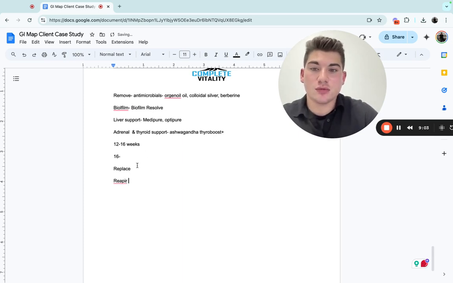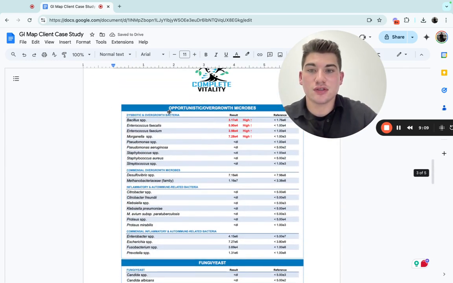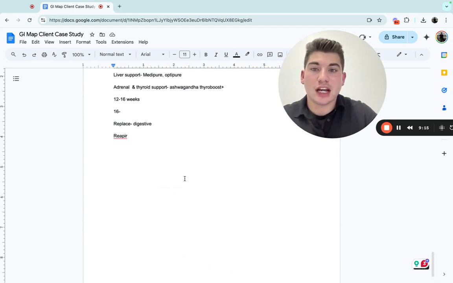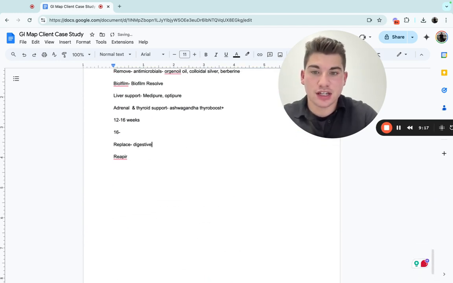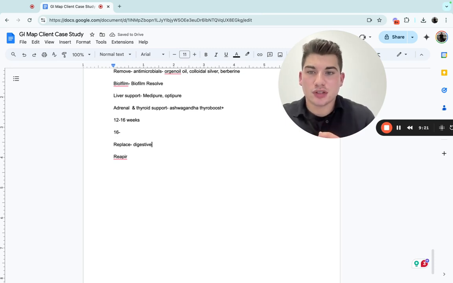So what this is, we wanted to replace the digestive enzymes, because a lot of the digestive enzymes weren't properly getting used throughout the digestive tract because he was dealing with all these overgrowths. So we gave him hydrochloric acid, which is something that helps with the digestion stimulation of food. We also gave him pancreatic enzymes to break down protein. We used bile salts to help break down his fats.